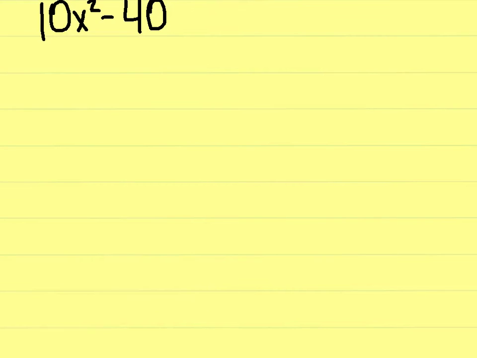Problems are a little different. We have 10x squared minus 40. Now you have to check and see if you can factor anything out of these terms first. So what's a common factor between 10 and 40? 10. So we take out the 10, what are we left with? X squared, right? Minus, and what's 40 divided by 10? 4. Okay, so now we have a difference of two squares.